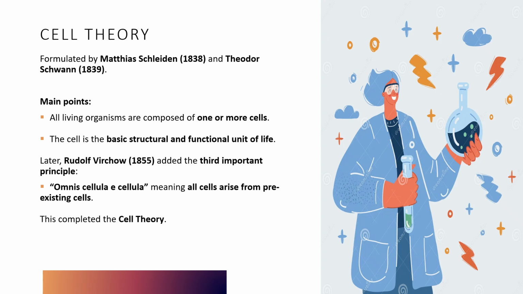Now let's discuss cell theory, the most important topic from cell biology. It was formulated by Schleiden and Schwann from 1838 to 1839. The main points of cell theory are: all living organisms are composed of one or more cells. The cell is the basic structural and functional unit of life. Later, Rudolf Virchow in 1855 added the third important principle, that is omnis cellula e cellula, meaning all cells arise from pre-existing cells. This completed the cell theory.